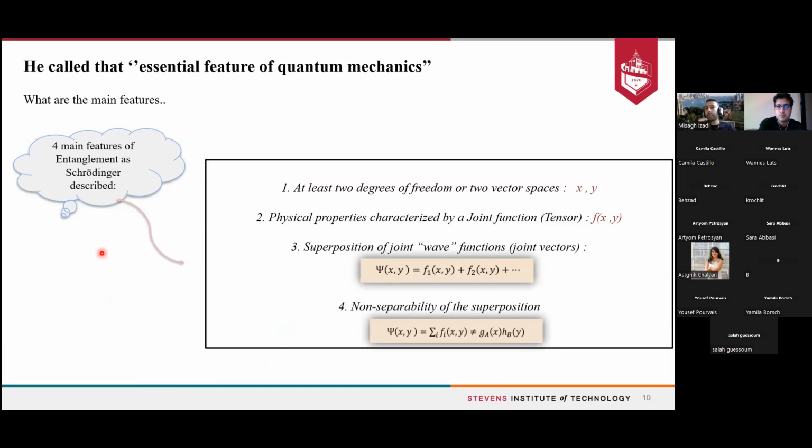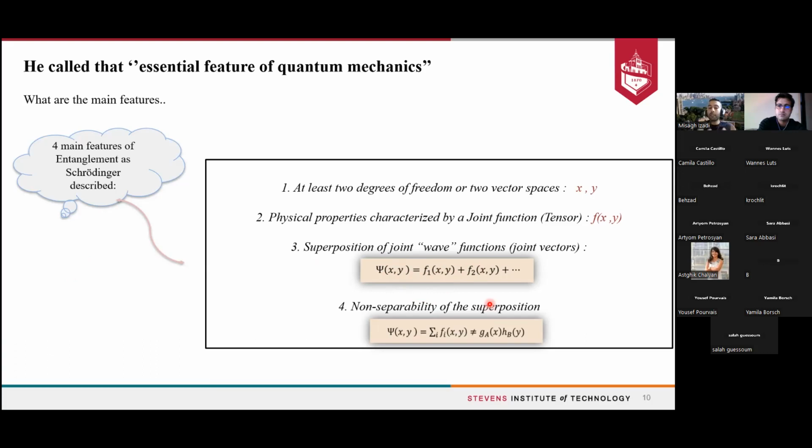First of all, they should have at least 2 degrees of freedom or 2 vector spaces, for example, polarization space and orbital angular momentum spaces. Physical properties should be characterized by a joint function, which mathematically and physically we say is a tensor. Superposition of this joint function is important, just like this example. This is the wave function here, and you have f1 plus f2. And non-separability of this superposition is important.